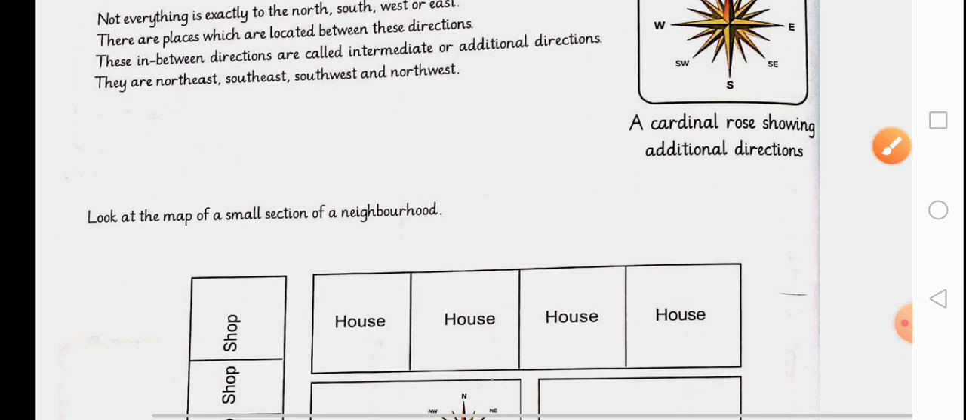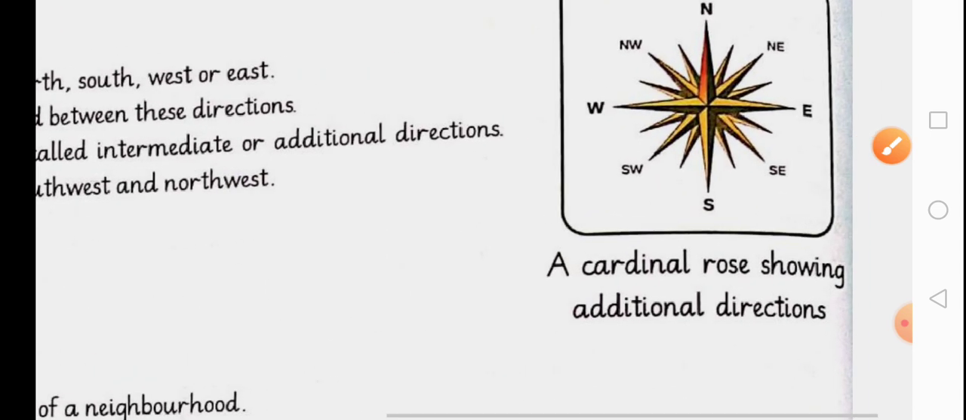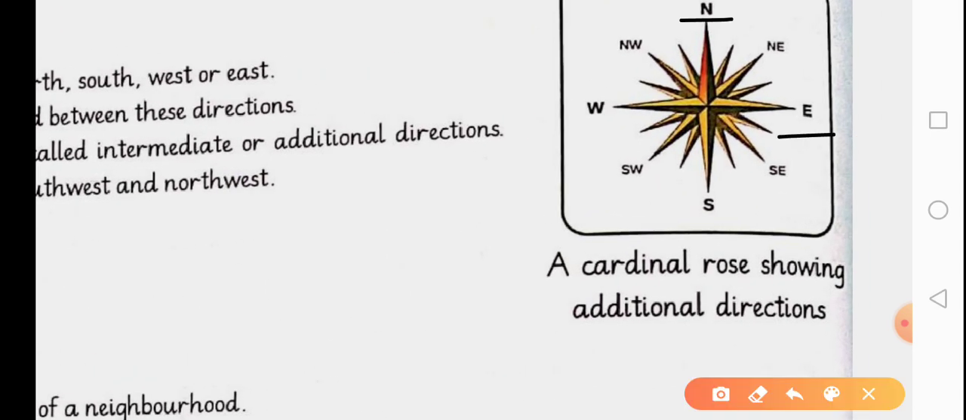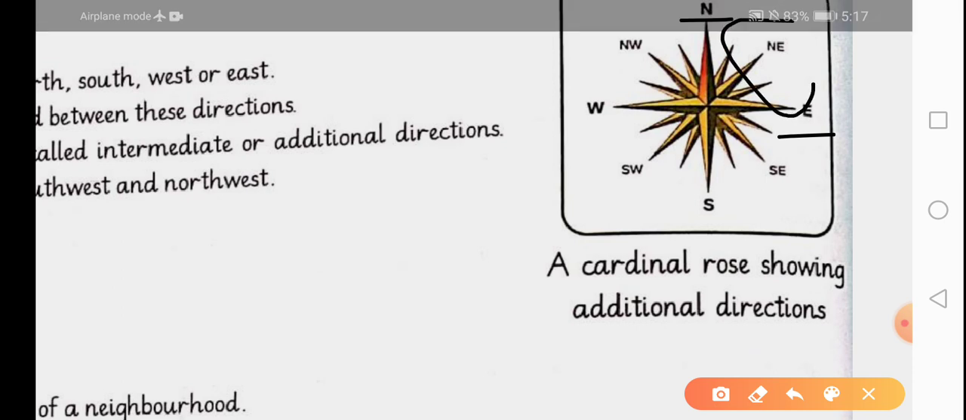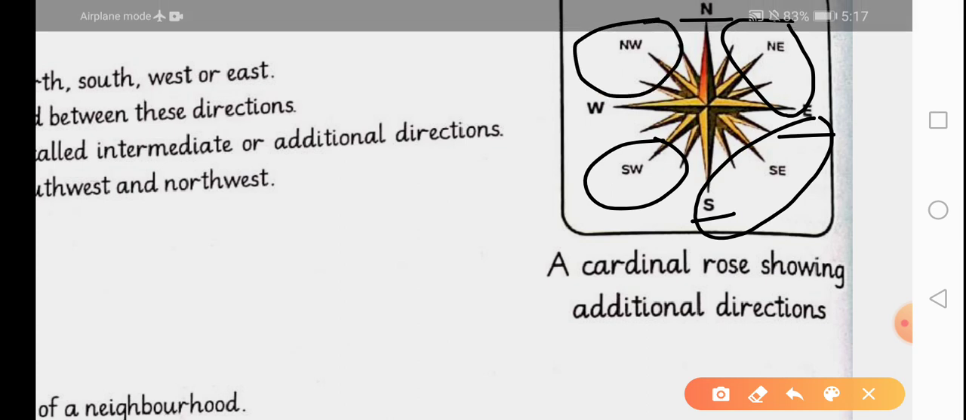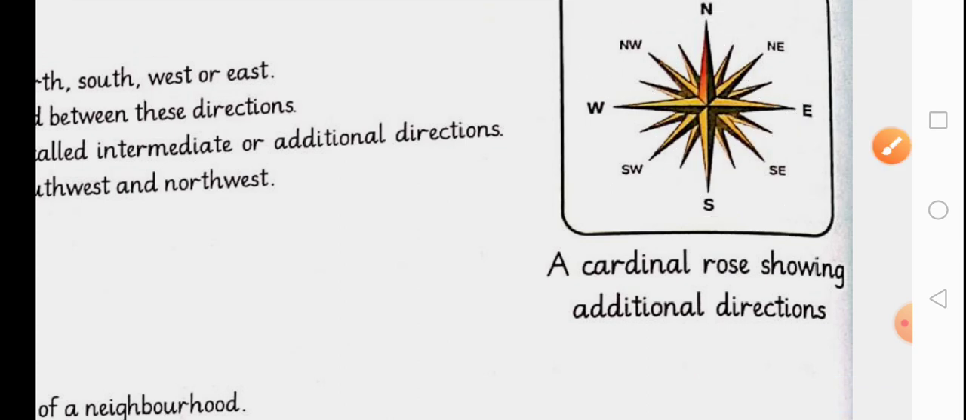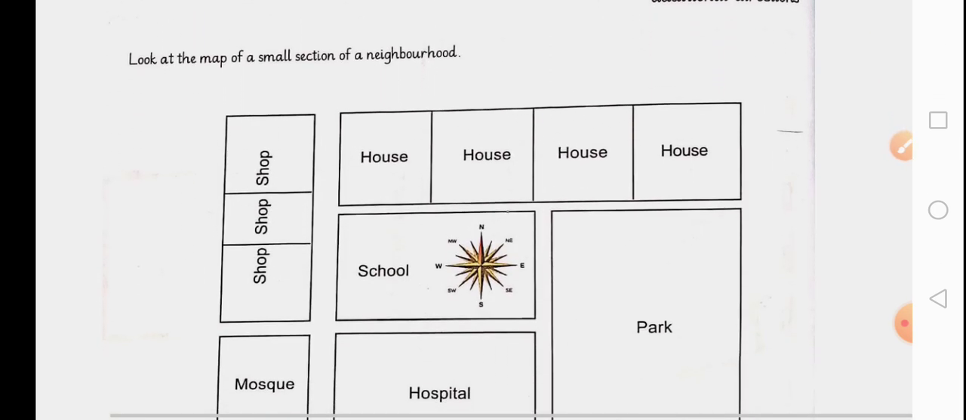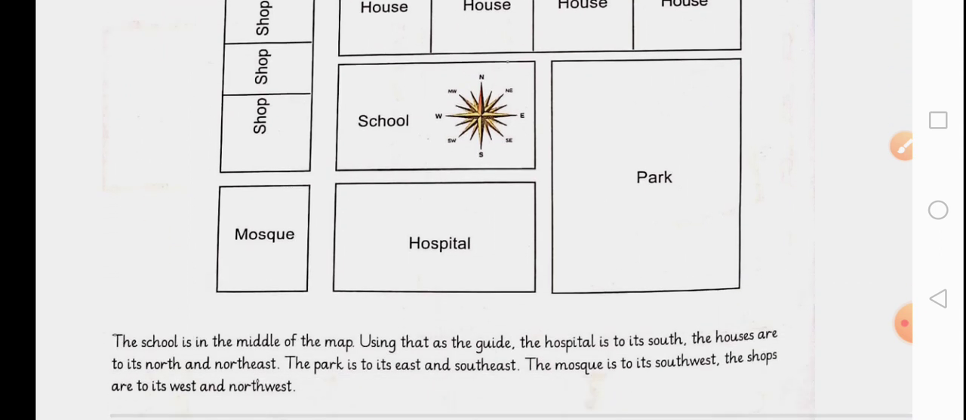For example, the places that are present between the north and the east will be called northeast. Similarly, the places that are present between the south and the east will be called southeast. Then there is southwest, and then there is northwest. These are called the additional directions, and additional directions help us to find the exact location of a place.